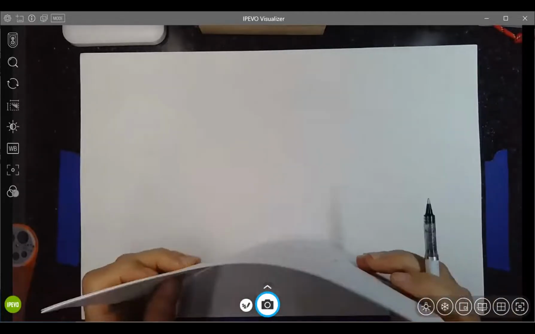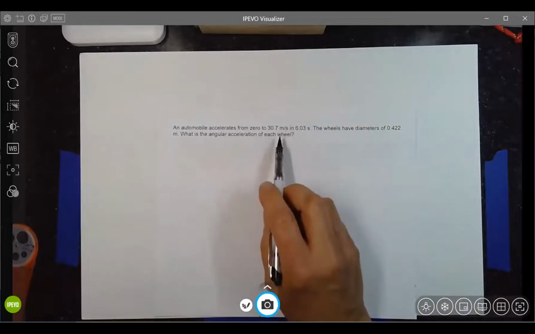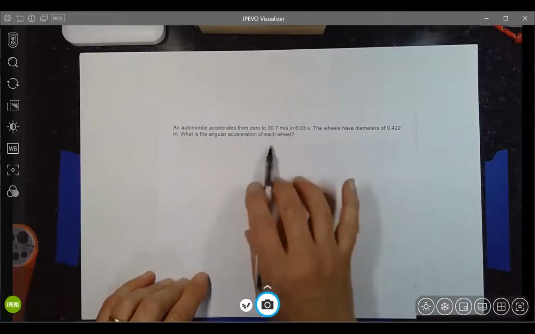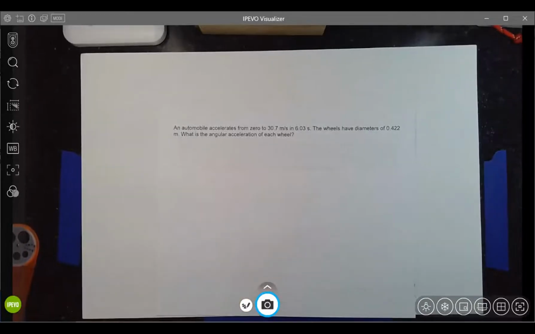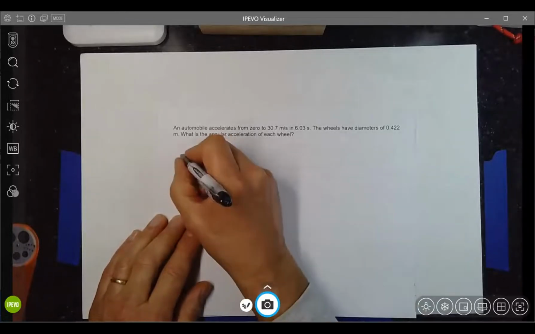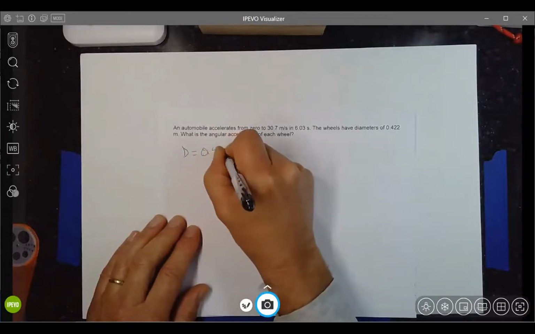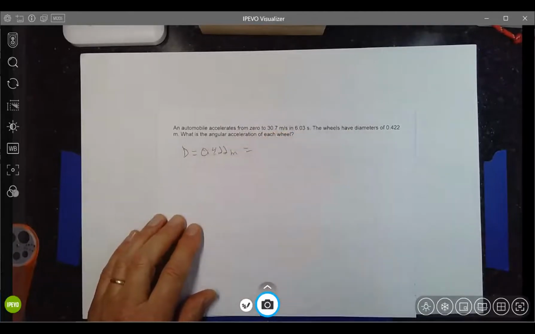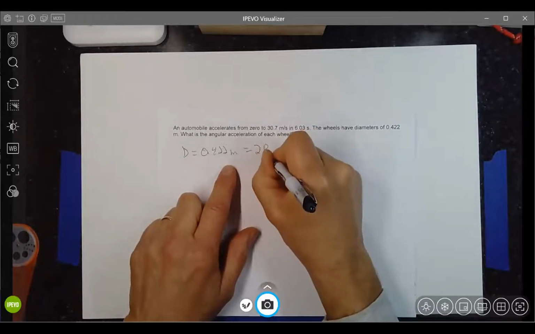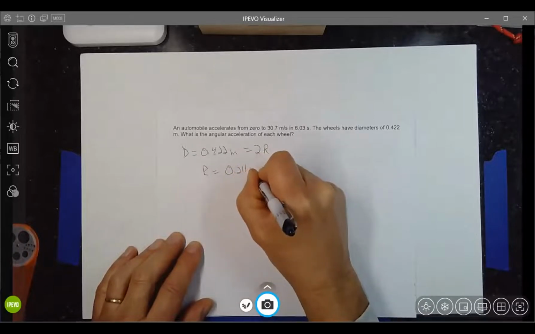So if I come back to this thing, an automobile accelerates from 0 to 30.7 meters per second. That's nice. In 6.03 seconds, they have diameters of 0.422 meters. What's the angular acceleration of each wheel? Well, let's see. If it's got a diameter of 0.422 meters, it's going to have a radius that's half of that. So the radius is 0.211 meters.